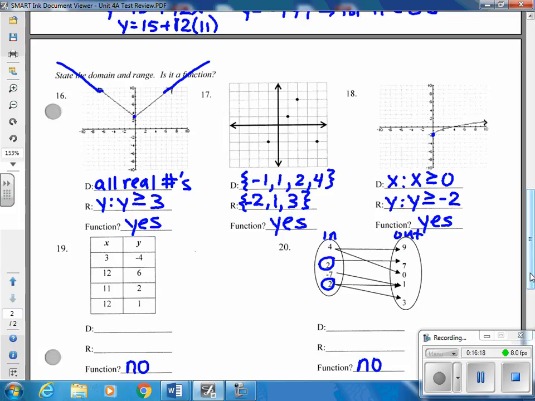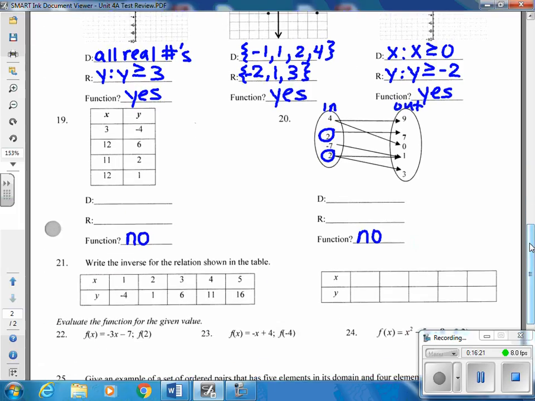Right, for number 19, you're back to a table, which means you can just list separate values. Do use those braces, but don't do any repeating. So for the domains, it's 3, 12, and 11. Do not write that other 12 because you already have 12 in your list. For the range, all 4 of them are different, so you have to list all 4 of them. -4, 6, 2, and 1. And don't forget your braces.